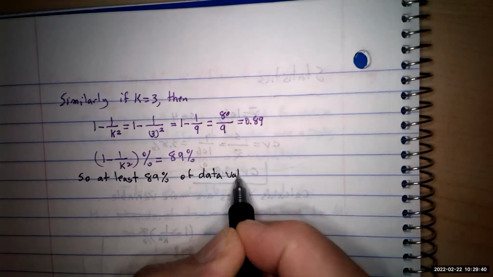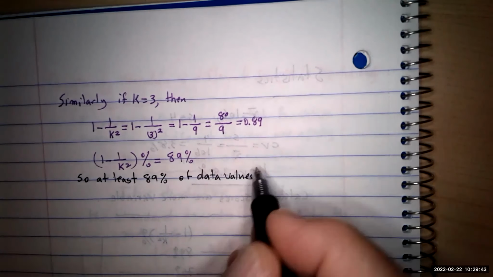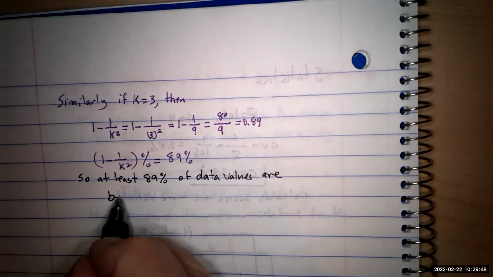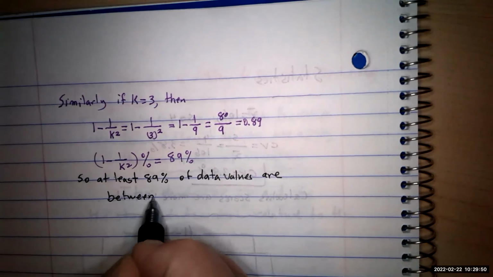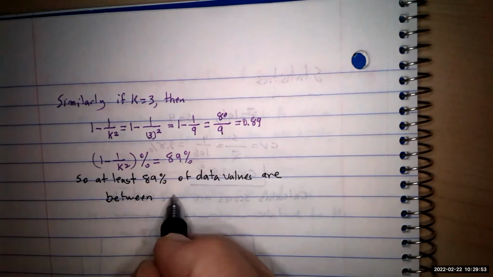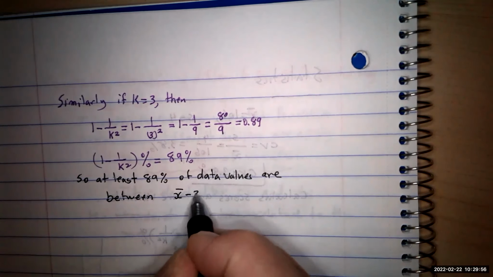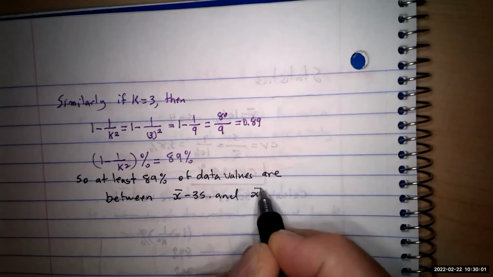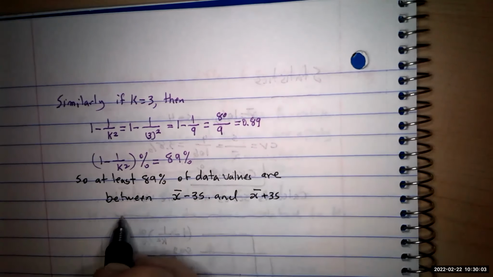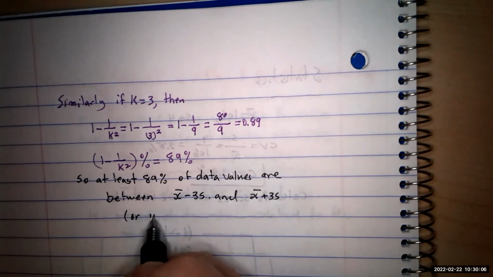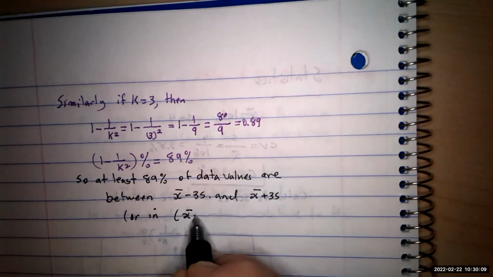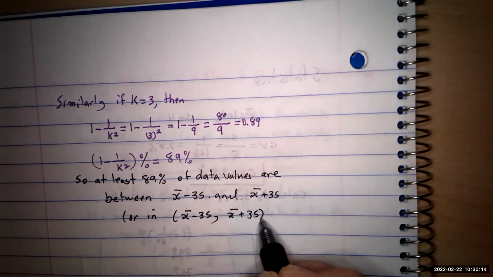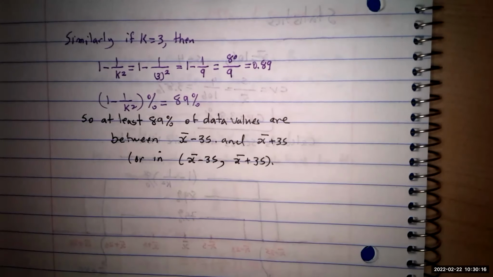At least 89% of data values are going to be within 3 standard deviations from the center, between these numbers, X bar minus 3s and X bar plus 3s, or if you like, in this interval: X bar minus 3s, comma, X bar plus 3s. If it happens to be any other number, you have to find it yourself.